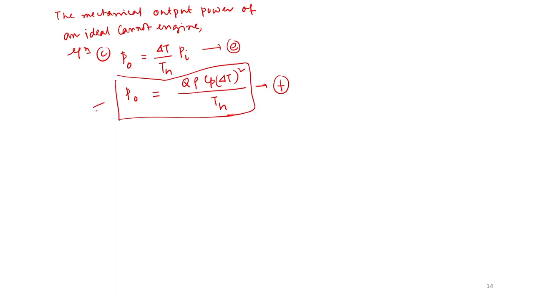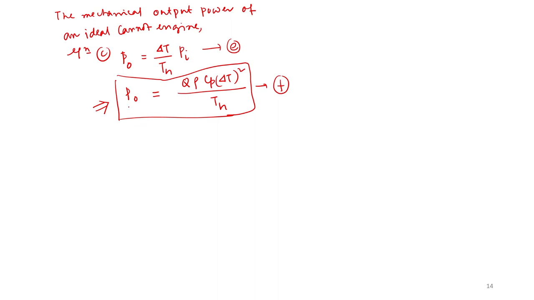Okay. So, this is nothing but the output available from an ideal heat engine, right? So this is the ideal condition. That's how we can use this Carnot cycle efficiency here. But in real conditions, the efficiency or output you will get will be much, much lower than the ideal case. Now, from here, we can also conclude that this P naught varies with the square of delta T or temperature difference, proportionally with discharge or flow rate, and of course, it is inversely proportional to Th. Okay? So, this is the way by which we can calculate the mechanical output power of an ideal Carnot engine.